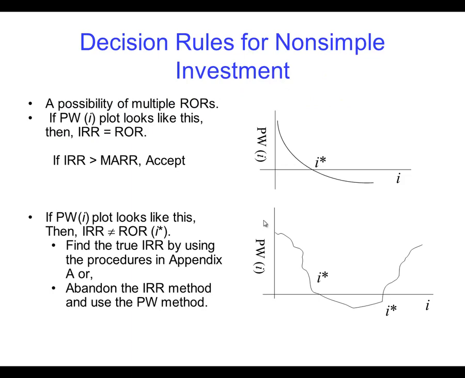Actually, we can look at the graph and judge. In the first graph, most likely the IRR is equal to the rate of return, which is just a unique one, and if it's unique, the IRR, if it's greater than the minimum attractive rate, then the investment should be accepted. It's simple to judge, simple to use. If the plot looks more complicated, like the second one here, then the rate of return will not equal the IRR, and in this case we abandon the IRR method and use the present worth method to judge accepting or rejecting the project.